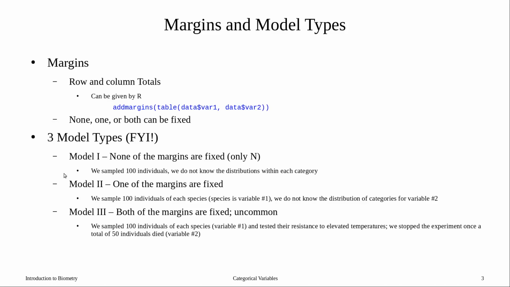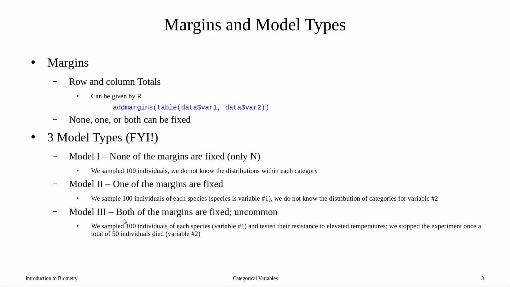A Model 2 is going to fix one of our margins. It's either going to fix all of our row totals or it's going to fix all of our column totals. So for example, let's say we sampled 100 individuals of each of two species. What we could say with our null hypothesis is that we would fix 100 individuals for each species and then let the different categories for variable 2 vary.